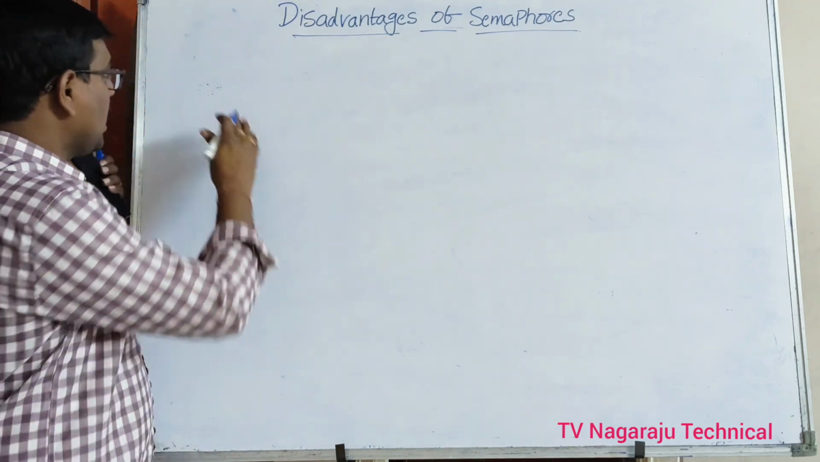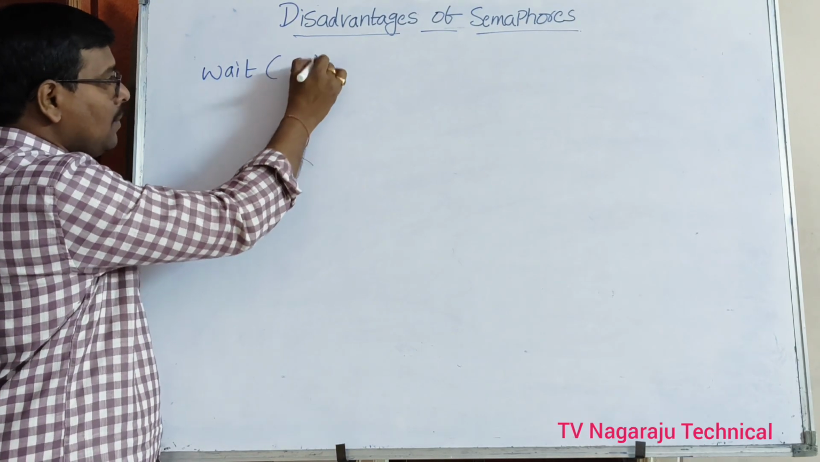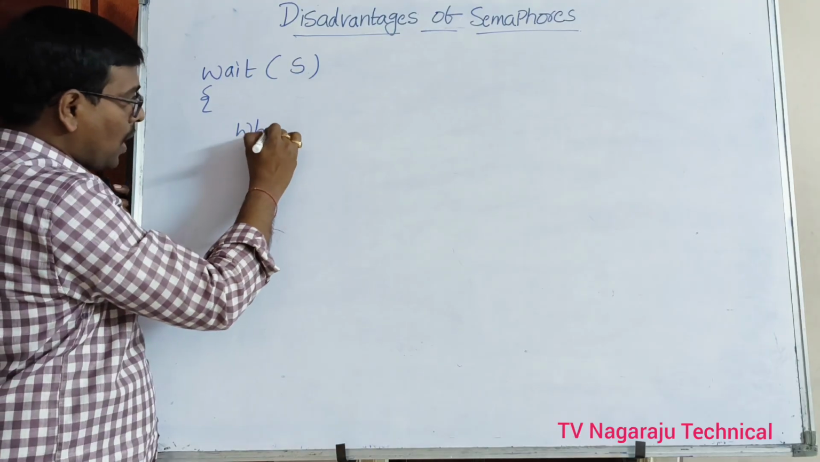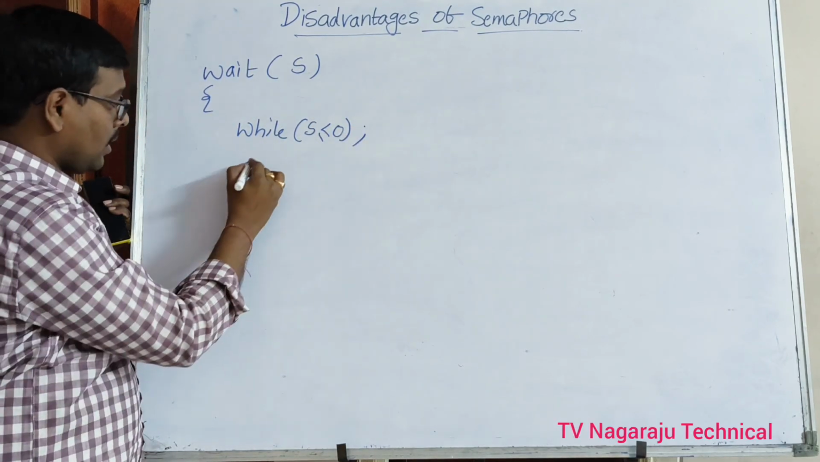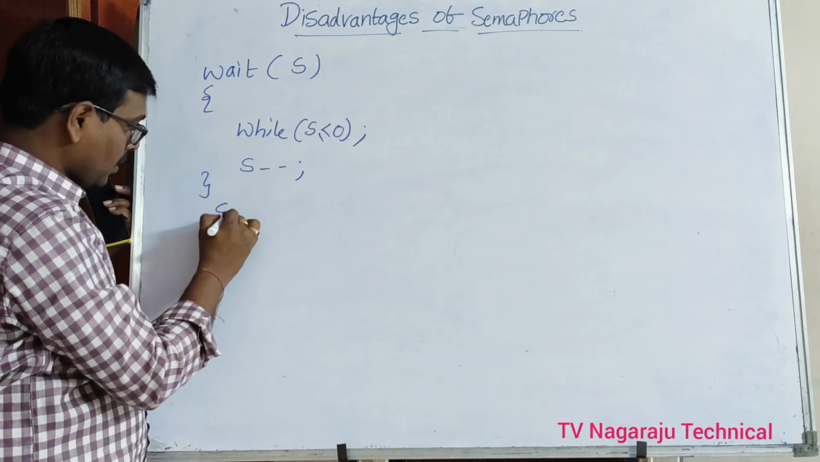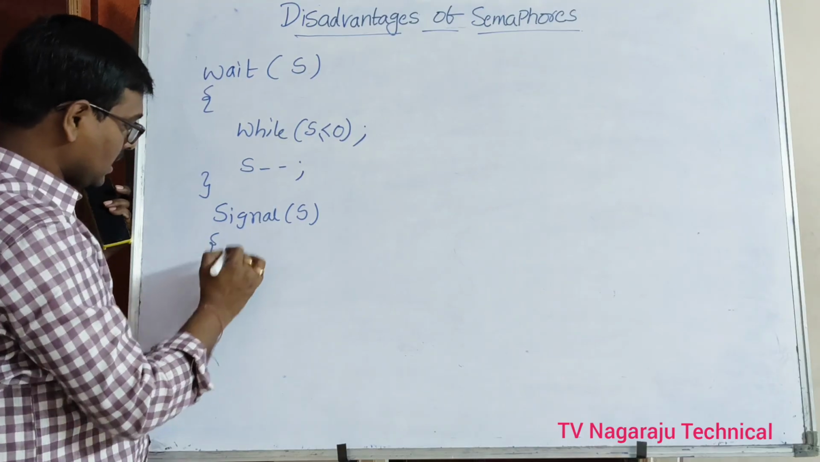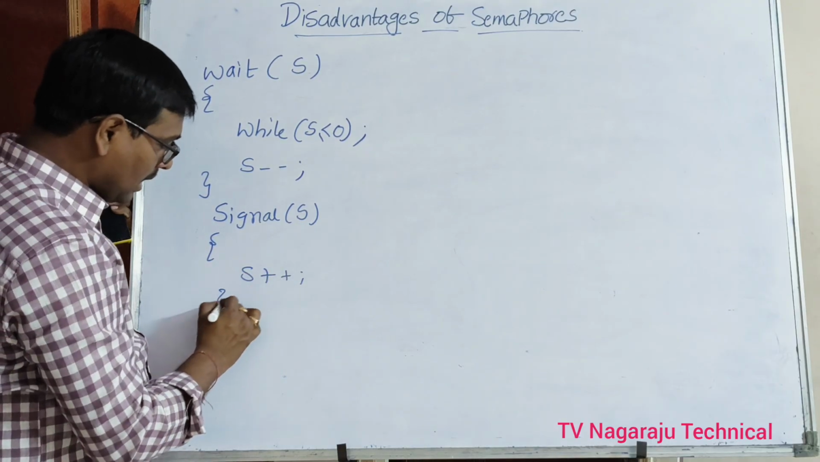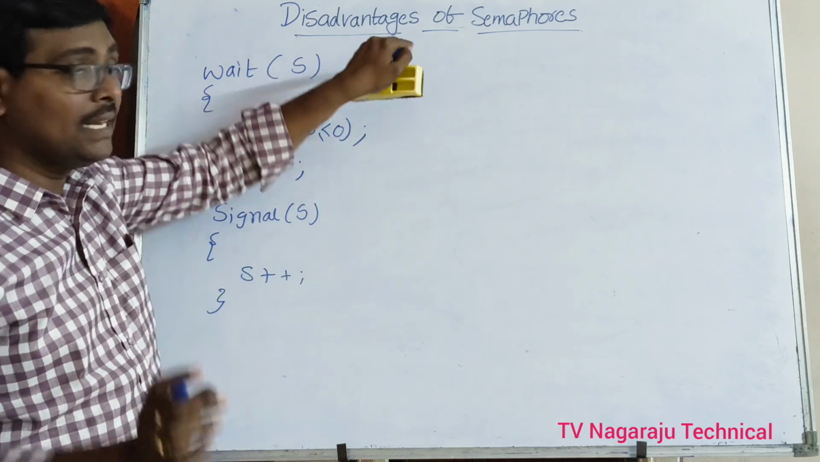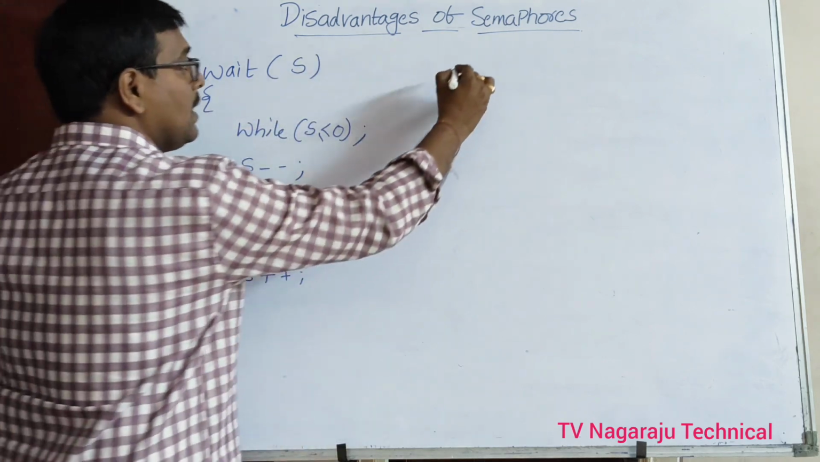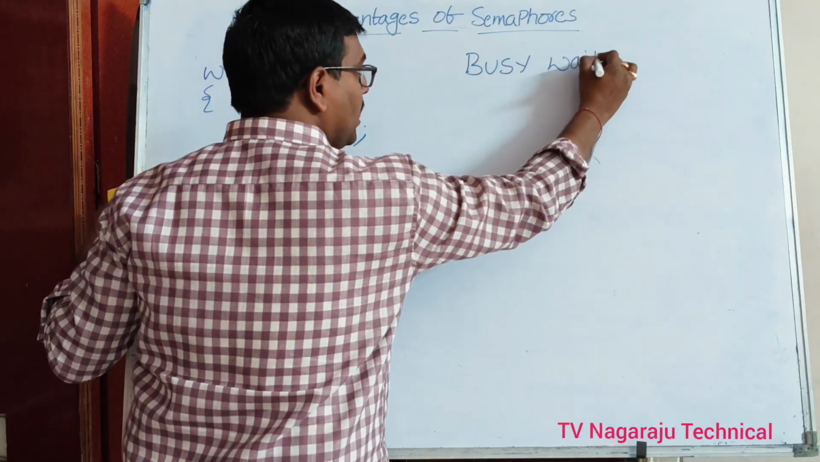Okay, before that, for understanding, I will write the wait and signal logic one more time. Wait of S: while S less than or equal to 0, semicolon; S minus minus. Now, signal of S: S plus plus. We already discussed the purpose of each and every atomic operation. Now, what is the main problem of semaphore? The main problem of semaphore is busy waiting.